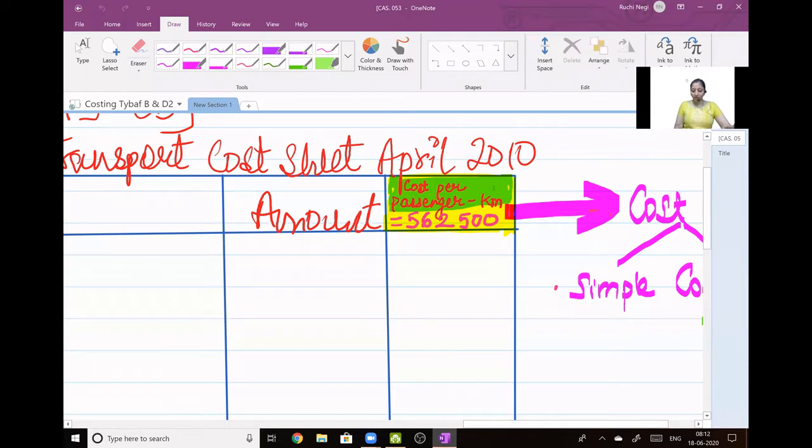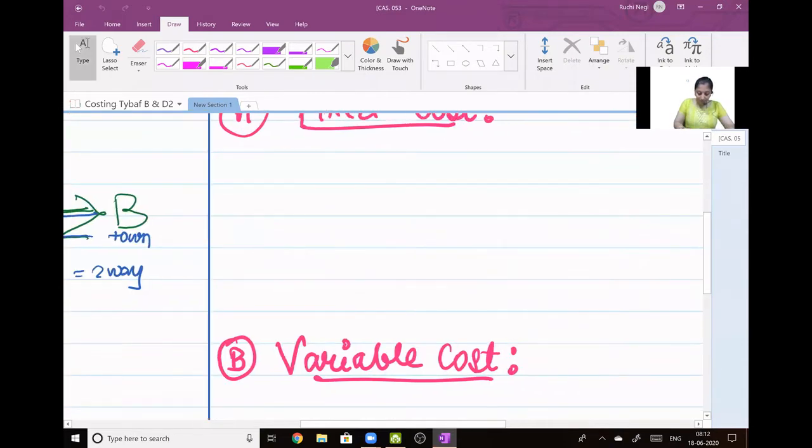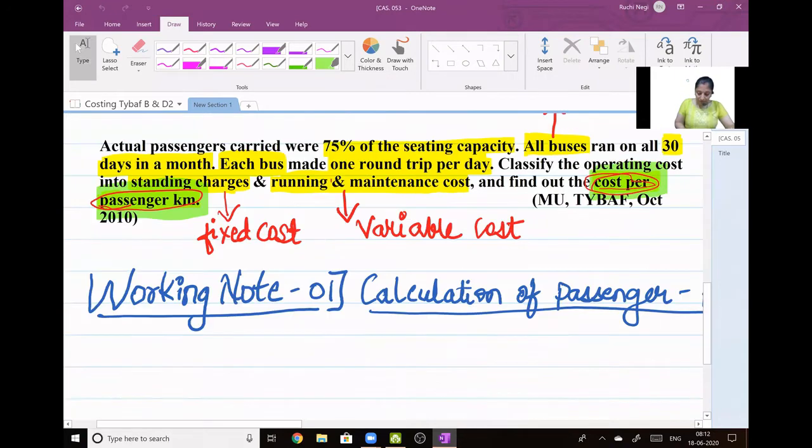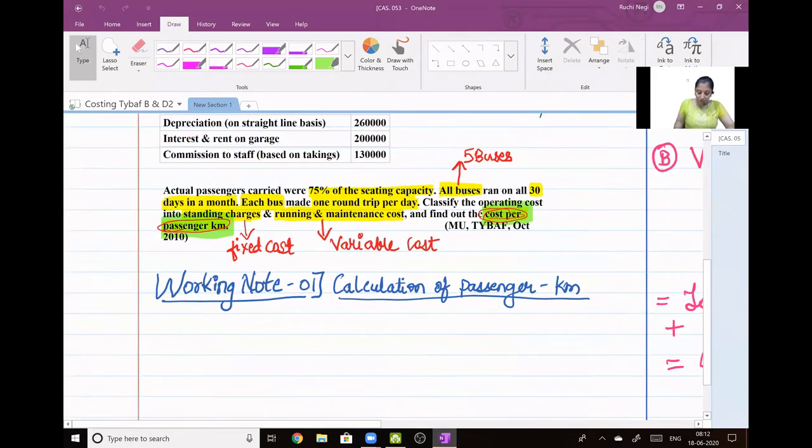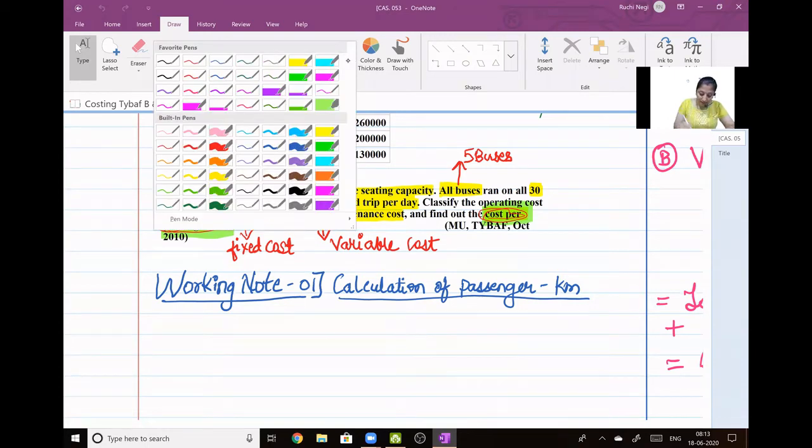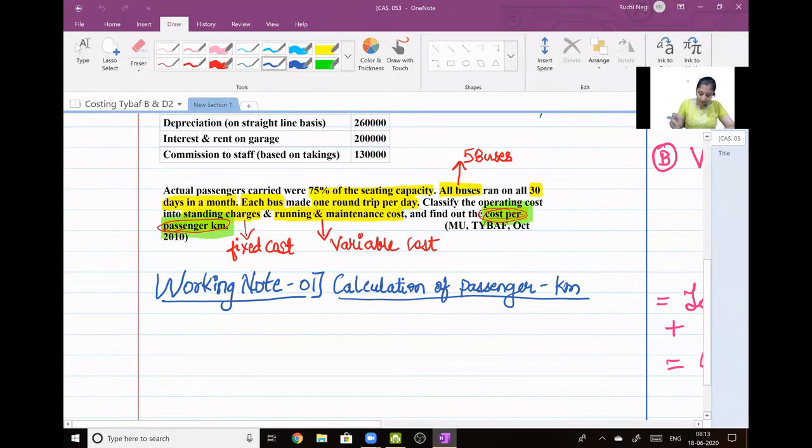Clear? Now let us calculate cost per passenger kilometer. Okay. So calculation of cost per passenger kilometer. Simultaneously write with me. Working note number 1, calculation of passenger kilometer.